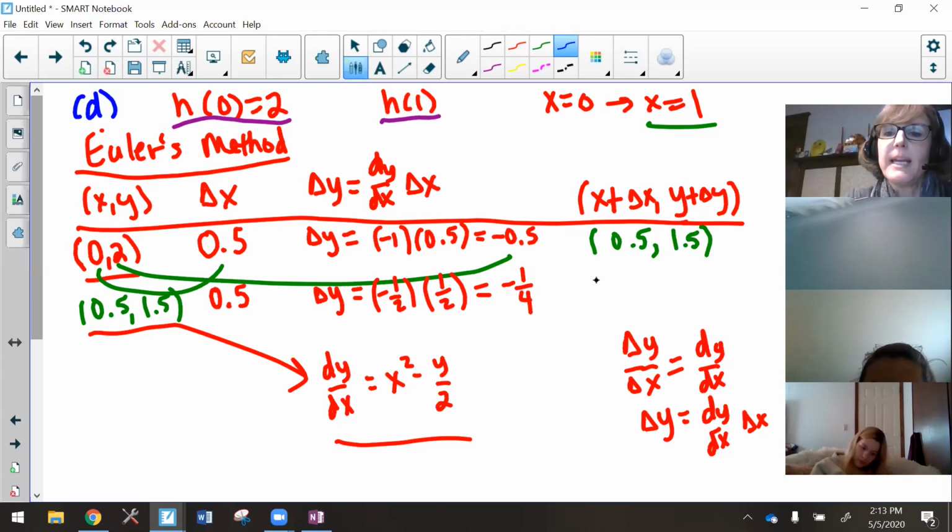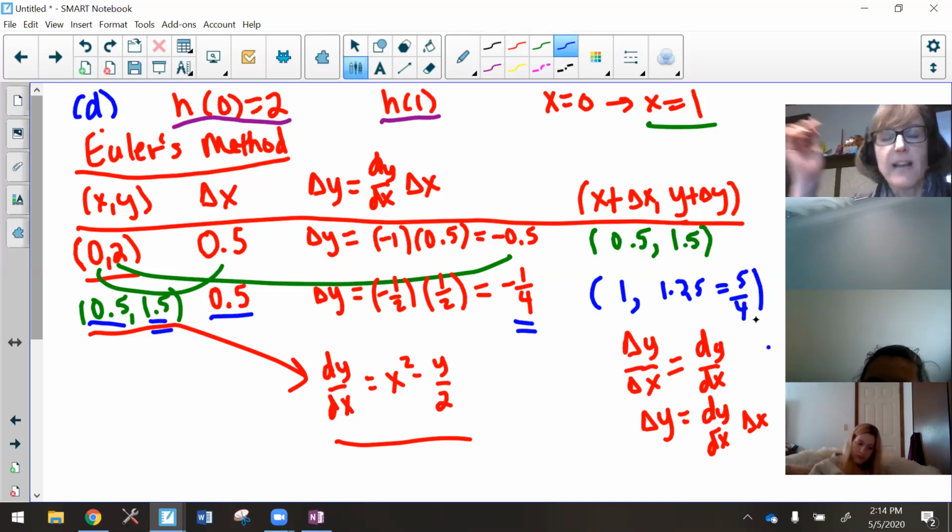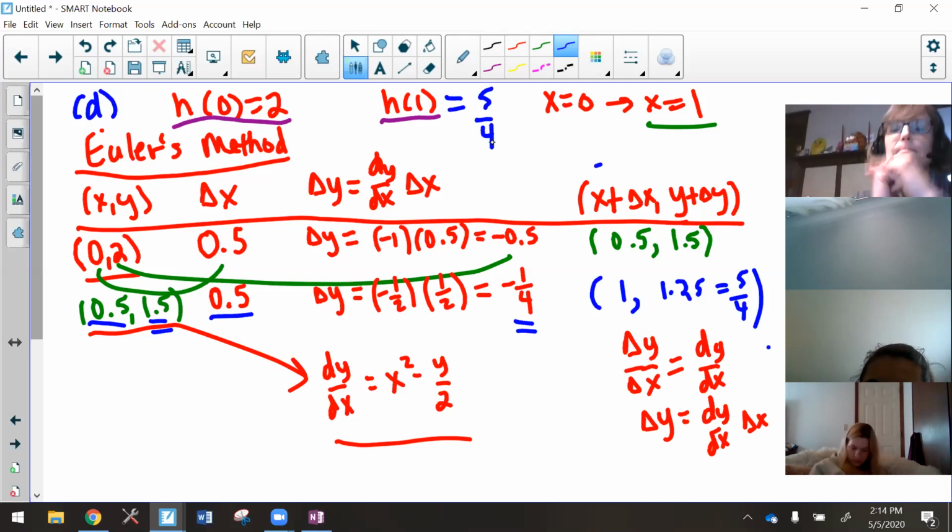So then my new point is x plus delta x, which is going to give me 1, comma y plus delta y, which is going to give me 1.25, or 5/4. And so h of 1 is going to be 5/4. Is it bad if we put 1.25? No. Okay.